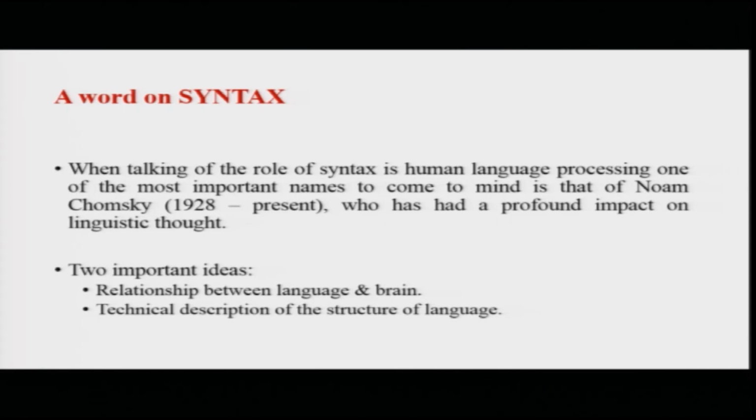He particularly believed that, for example, there is something called the language acquisition device, some unique capability of our brain that allowed us to acquire language, that allowed us to learn language. That is one. And the second is, Chomsky has done a lot of work on the technical description of language, how our language is structured, what is unique about the structures of different languages in comparison with each other.